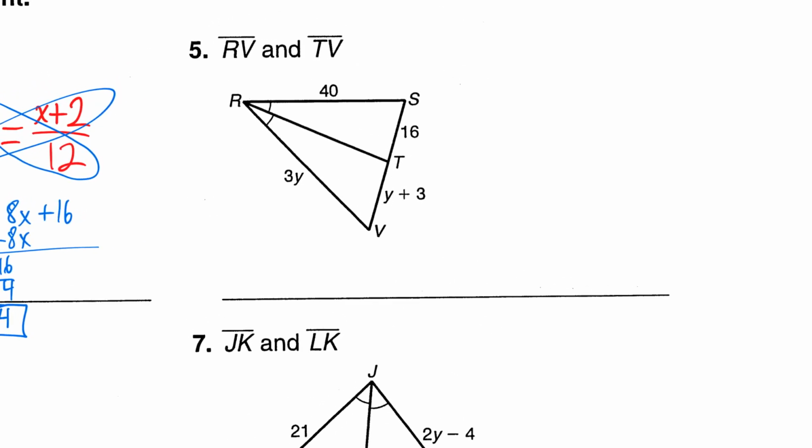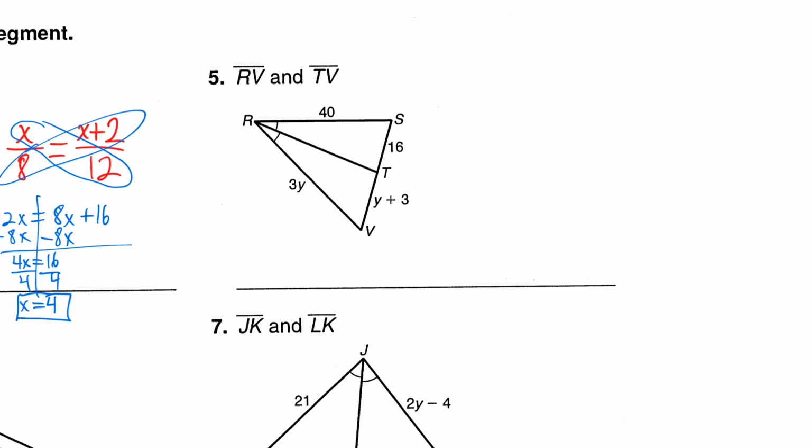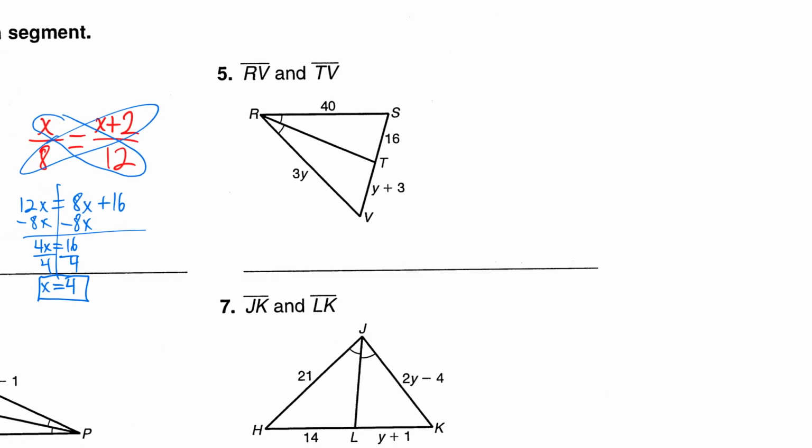All right. Number 5. Okay? Now we're going to set this one up. And again, on all these where it's proportional, and these are going to be proportional because this angle's bisected, there's going to be more than one way to set it up. 40 is to 16. Okay, we can say 40 is to 16 as 3y is to y plus 3.